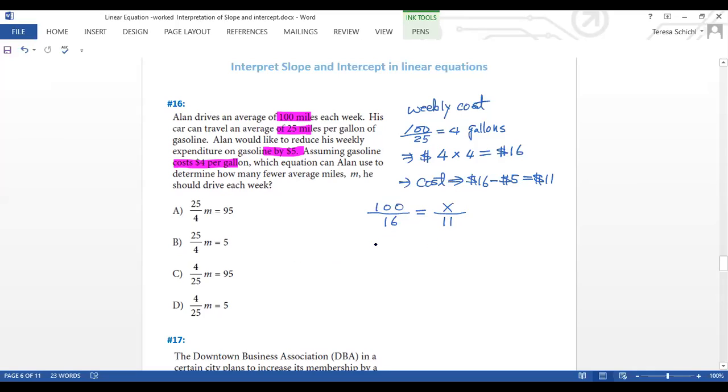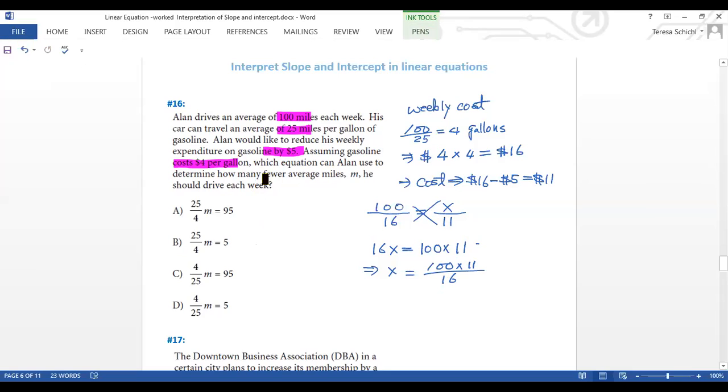Okay, so now what do you do here? We do a cross product. So 16x is equal to 100 times what? 100 times 11. So now the x here will just be 100 times 11 over 16, correct? Now, this one is really just a wording problem.